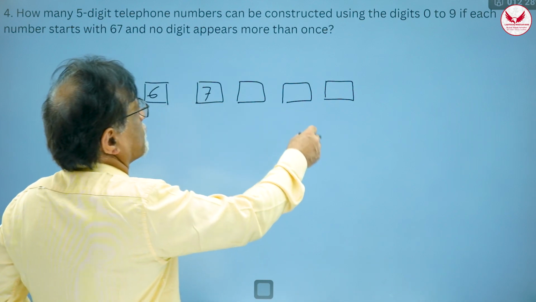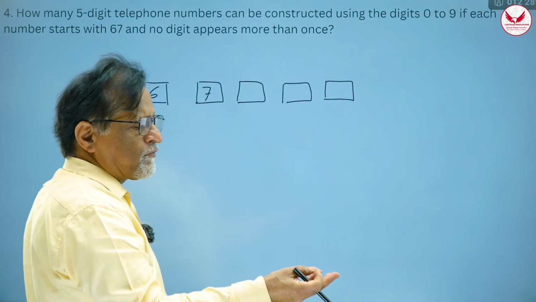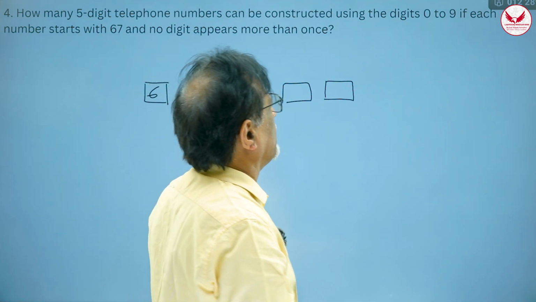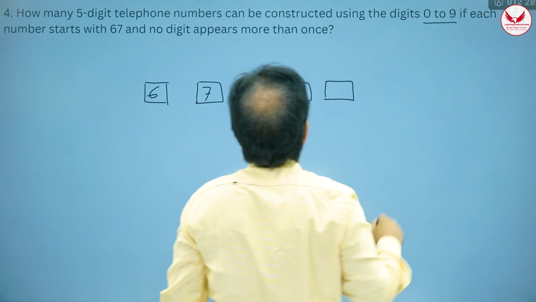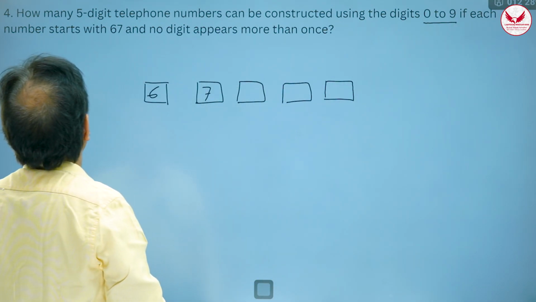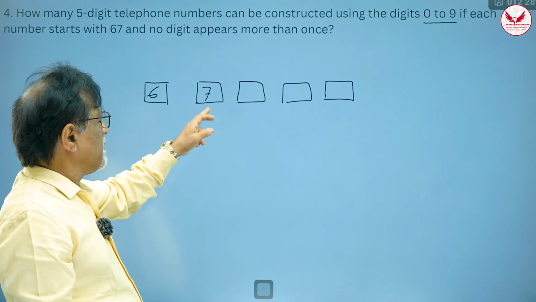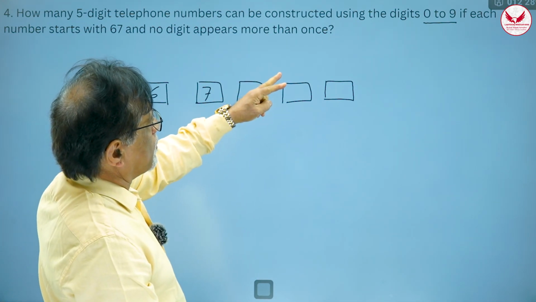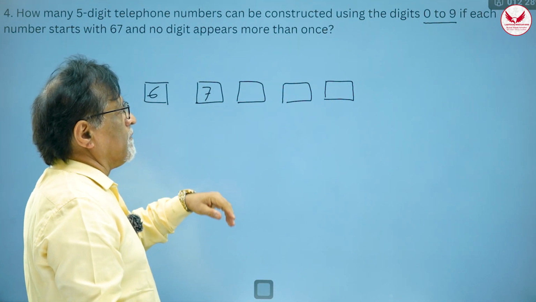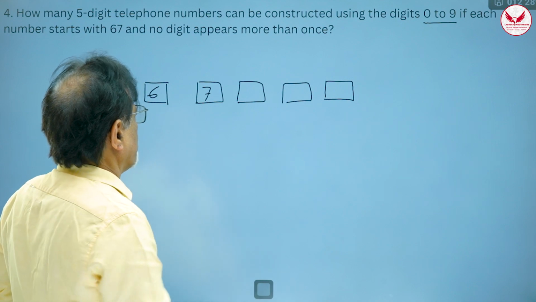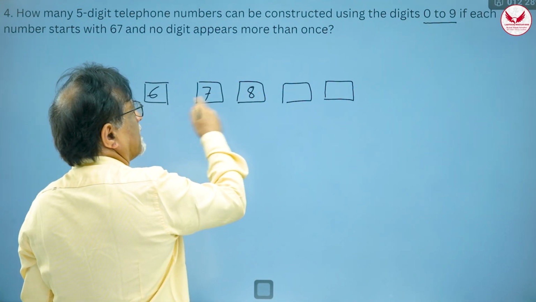Those 3 more digits can be chosen out of 0 to 9, that is 0, 1, 2, 3, 4, like that. So there are 10 digits available, but no digit appears more than once. 6 has already appeared, 7 has already appeared. So out of 0 to 9, 2 digits are already gone. That means we now have only 8 digits for filling up the third place. So here only 8 digits are available, as 2 digits are gone.